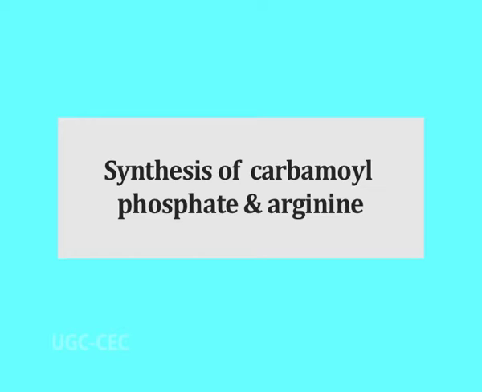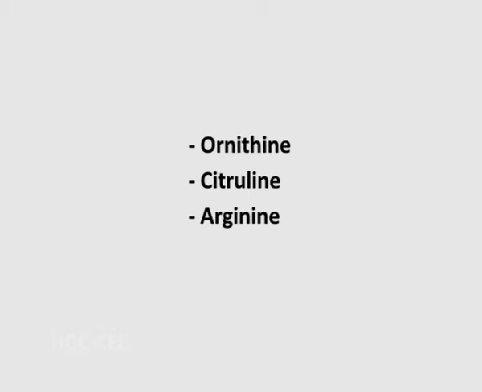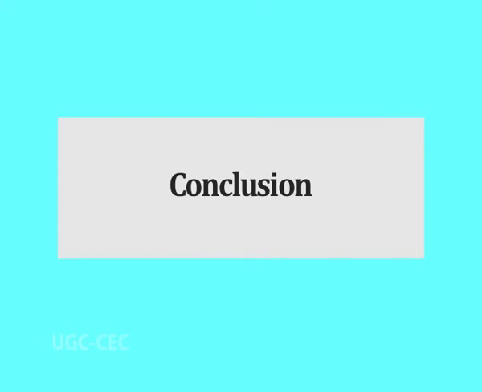Next is the synthesis of carbamoyl phosphate and arginine. Plants also use the free ammonia to synthesize carbamoyl phosphate with the help of the enzyme carbamoyl phosphate synthetase, utilizing ATP in the process. The carbamoyl phosphate is then used in the synthesis of other amino acids like ornithine, citrulline, and arginine, and also for the synthesis of nitrogenous bases. The amino acid arginine is also synthesized by direct condensation of urea with ornithine, where urea acts as the source of ammonia. Now coming to the conclusion.